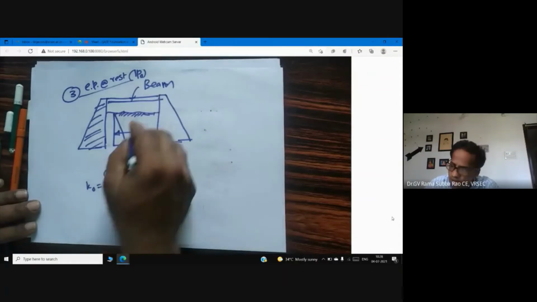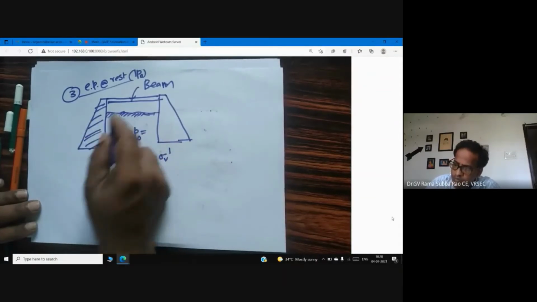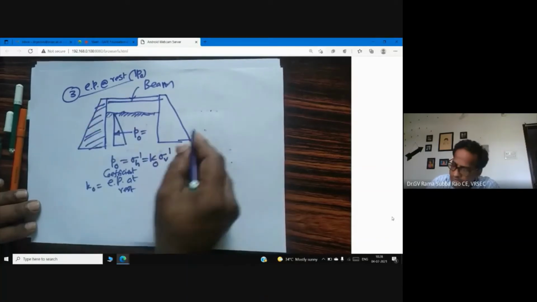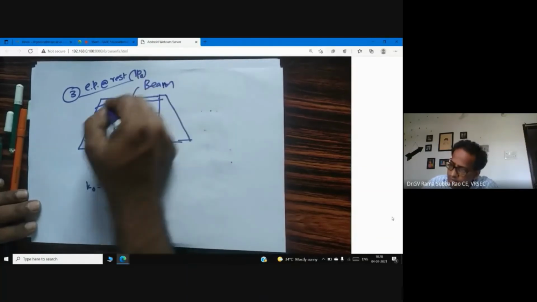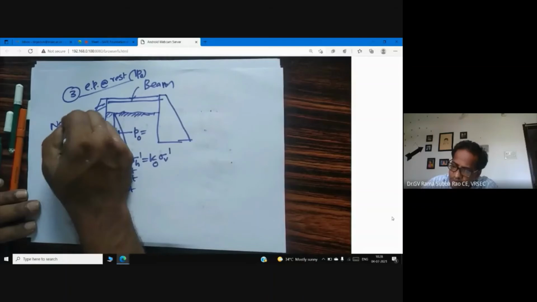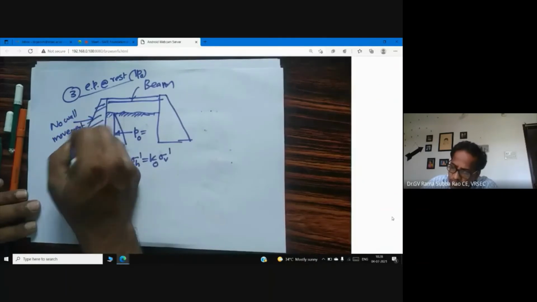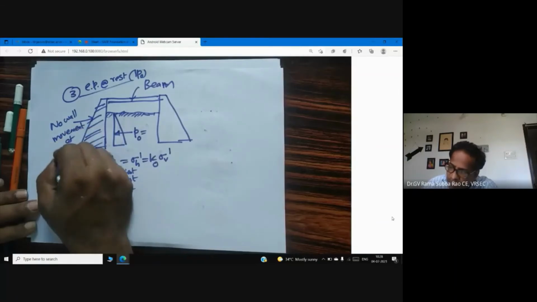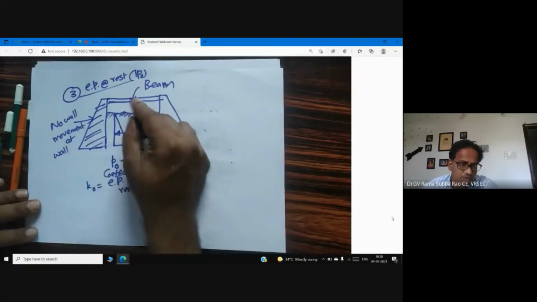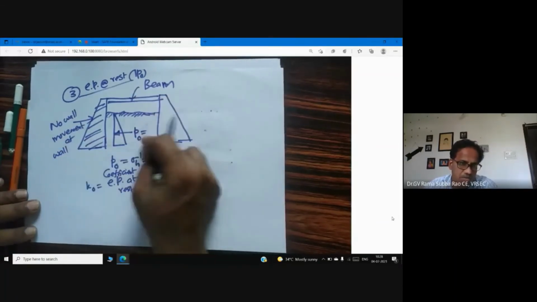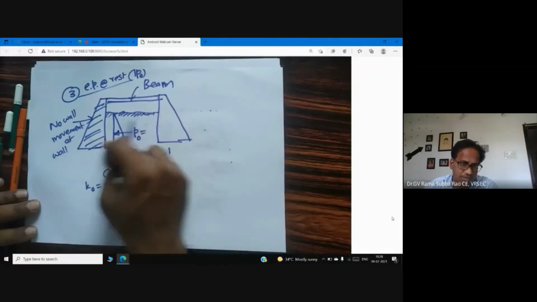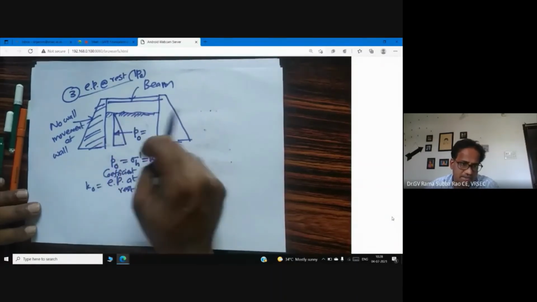So now you see the wall is not allowed to move. So there is no movement of the wall. I can write here, no movement of wall. So the wall is rigidly connected at the top. So here there is actually no movement of the wall. Now the pressure here is the earth pressure at rest.